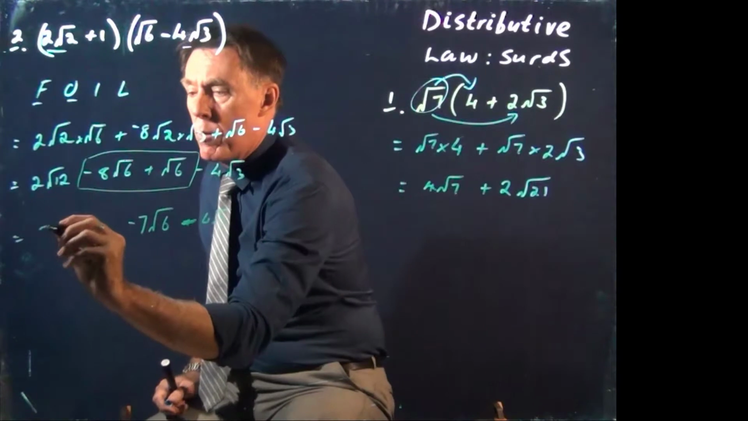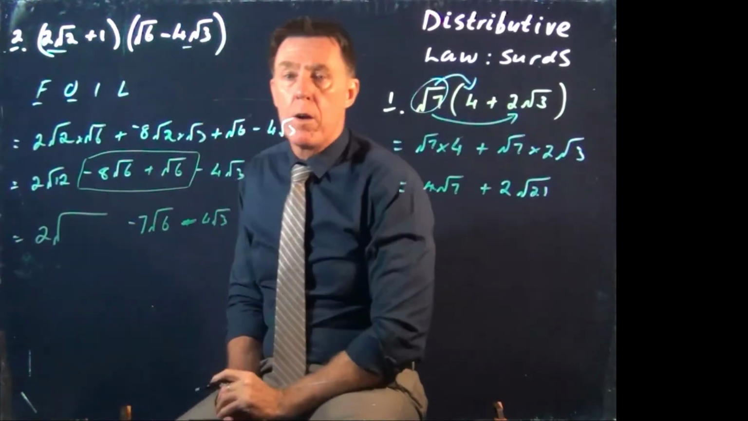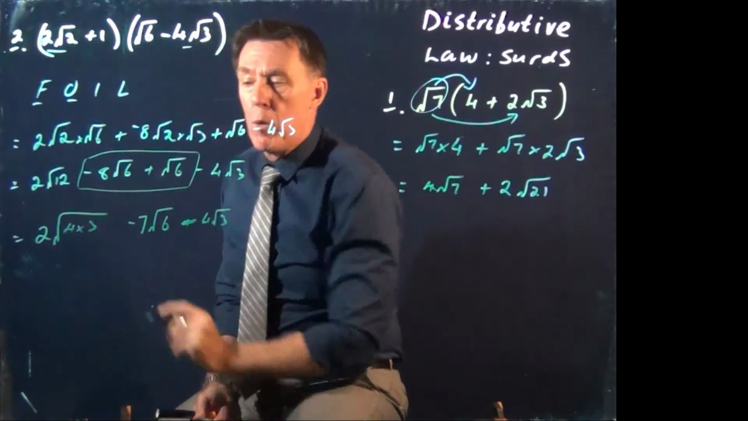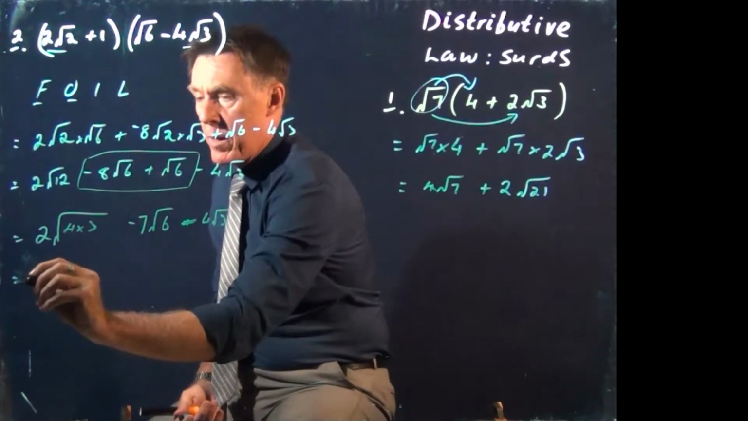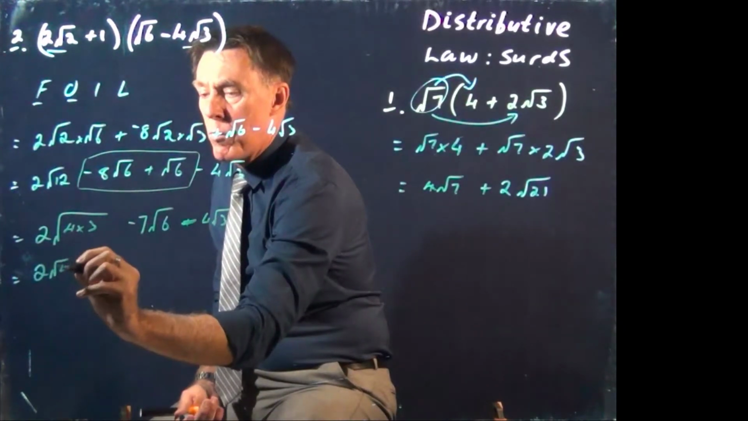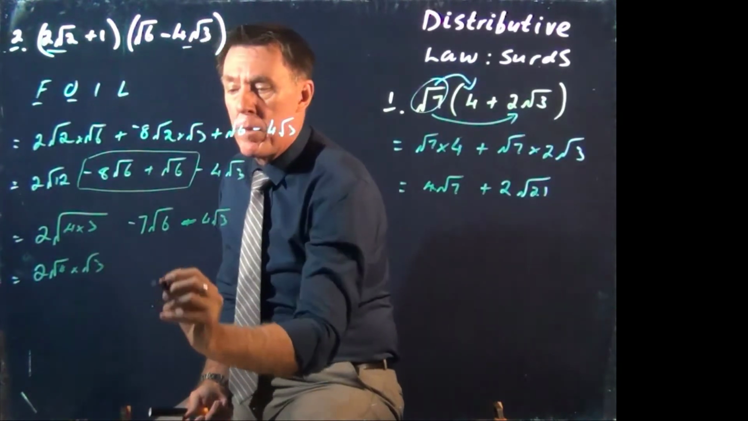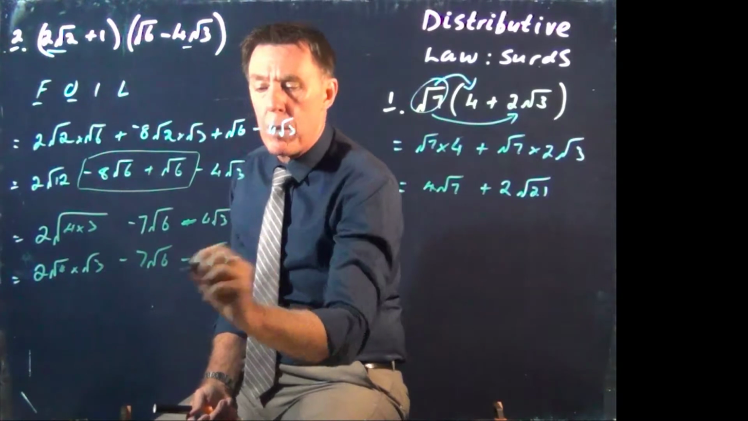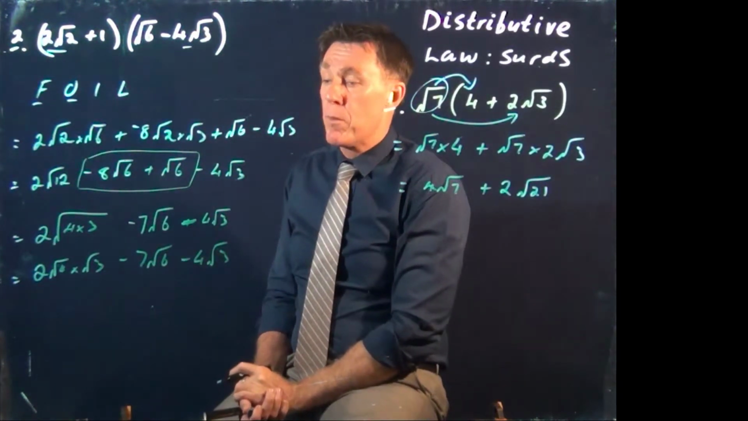So the 2 root 12, so take the 12 out from under the radical symbol and replace it with 4 multiplied by 3. So it's 2 root 4 multiplied by root 3, and I still have my, take 7 root 6, take 4 root 3. We can simplify this down now.